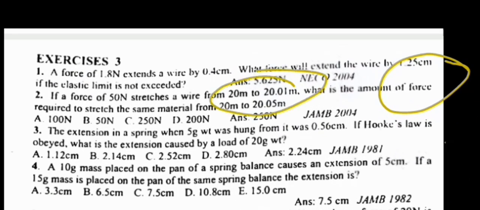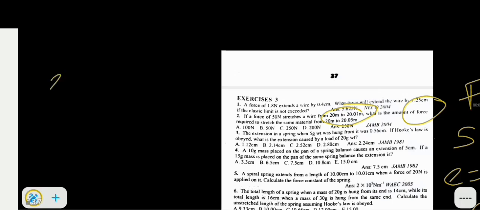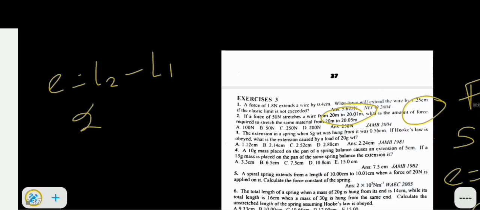Okay, don't forget that the value of k is 5,000. But which force will cause this extension? So you need to find the new extension now. The new extension is L2 minus L1. But what is L2? L2 is 20.05. So 20.05 minus the original length 20 will give us 0.05. So that is the new extension now.